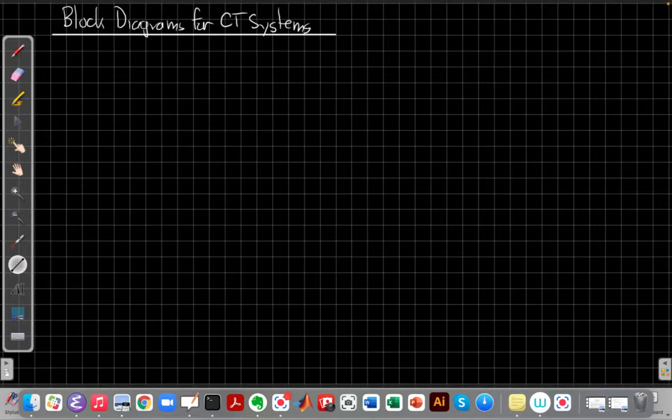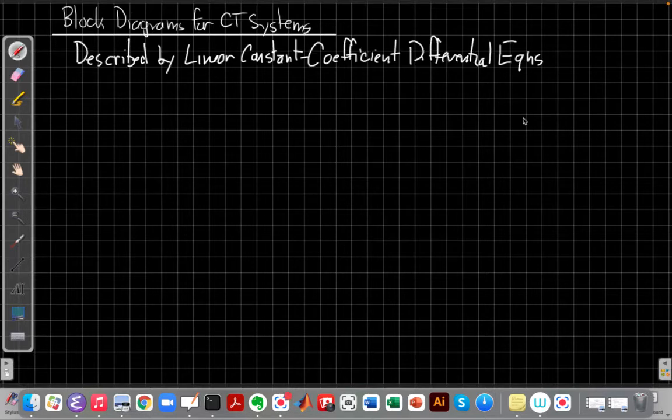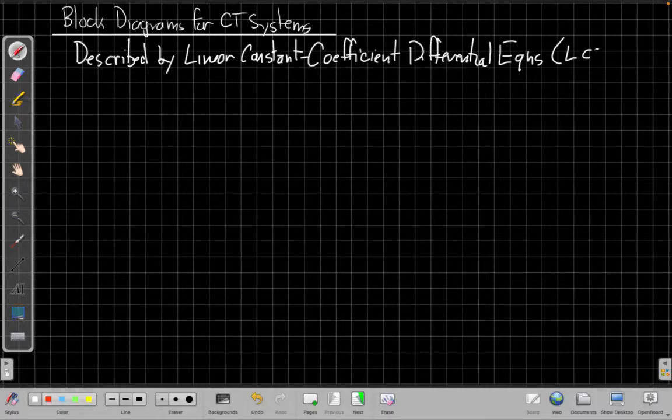So think about a system described by a differential equation. A lot of the systems we want to build in continuous time are described by linear constant coefficient differential equations, or we'll abbreviate them, because it's just a lot to write, as LCCDEs. For systems described by these kinds of differential equations, we need the initial rest condition to make them causal and LTI.